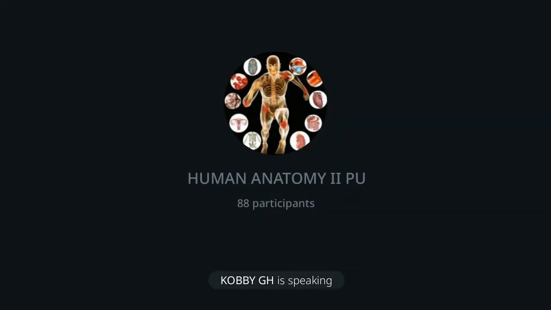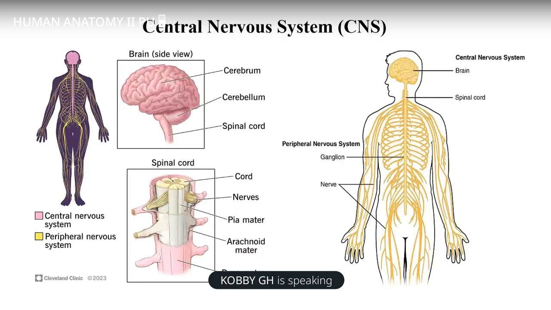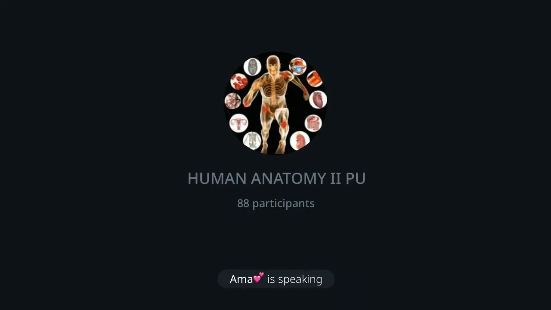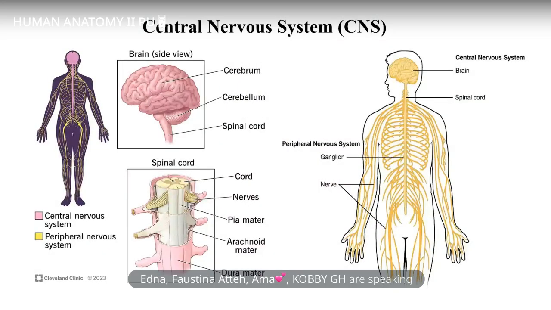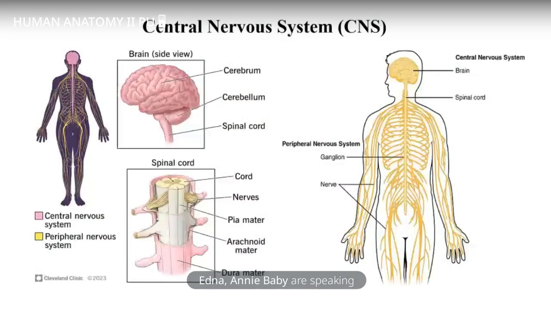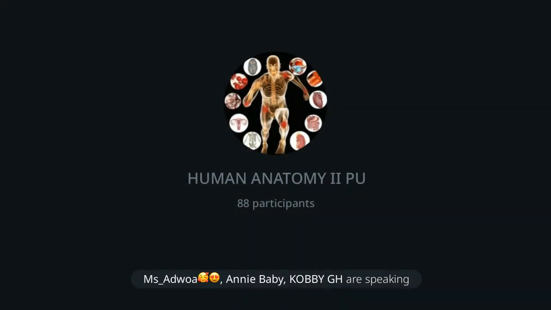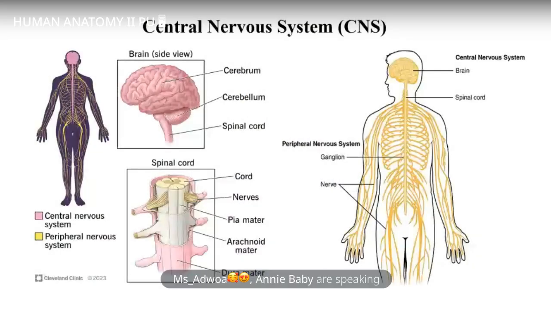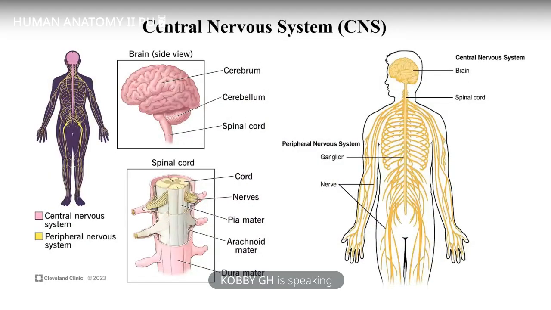Okay, where do we have the cerebrospinal fluid? In between the pia mater and arachnoid mater. Come again. In between the pia mater and arachnoid mater. That is excellent. In between the pia mater and arachnoid mater.